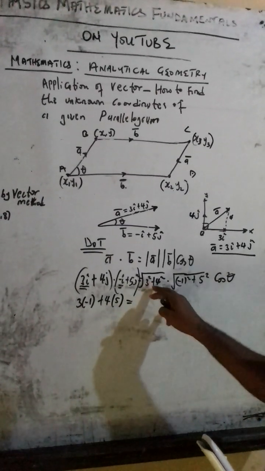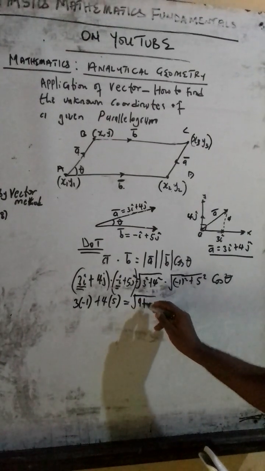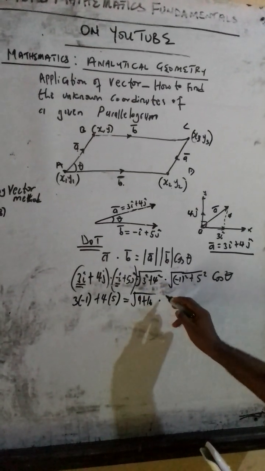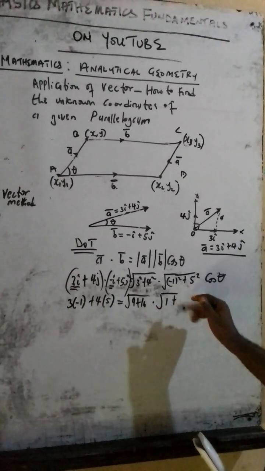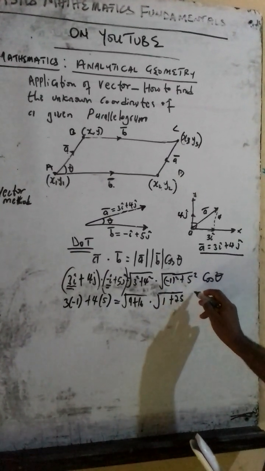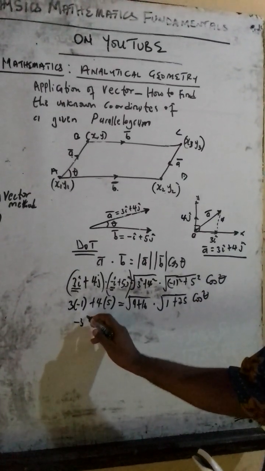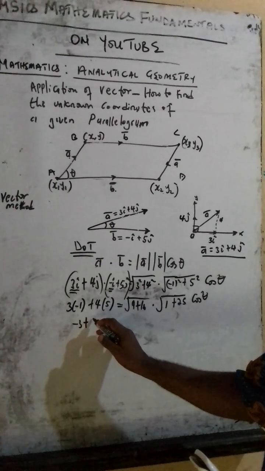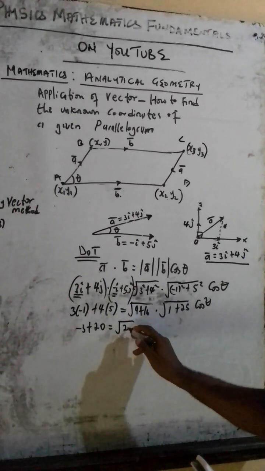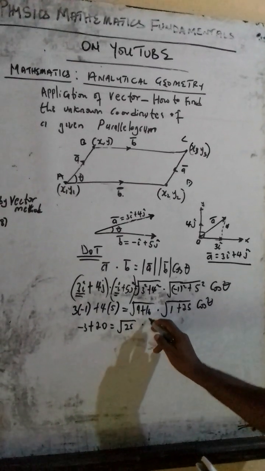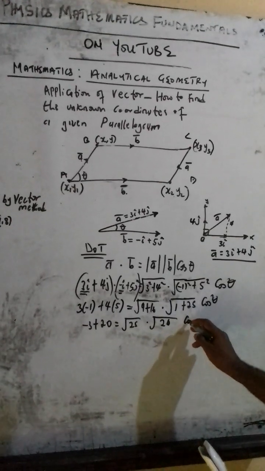So then it will be equal to the square root of 3 squared, which is 9, and 4 squared, which is 16, times the square root of minus 1 squared, which is positive 1, plus 5 squared, which is 25, cos theta. 3 times minus 1 will give us minus 3, plus 4 times 5 will give us 20. Then this one gives us the square root of 9 plus 16, which is 25, times the square root of 1 plus 25, which gives us 26, cos theta.